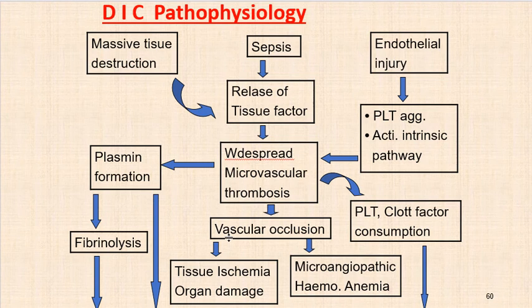And here in the middle, widespread microvascular thrombosis will lead to vascular occlusion, and vascular occlusion will lead to, on this left side, tissue ischemia with organ damage, and here on the right side, microangiopathic hemolytic anemia. What is microangiopathic hemolytic anemia? You must be knowing this. That is, blood while passing through the crevices of widespread thrombi undergoes hemolysis. And in this way, microangiopathic hemolytic anemia occurs.